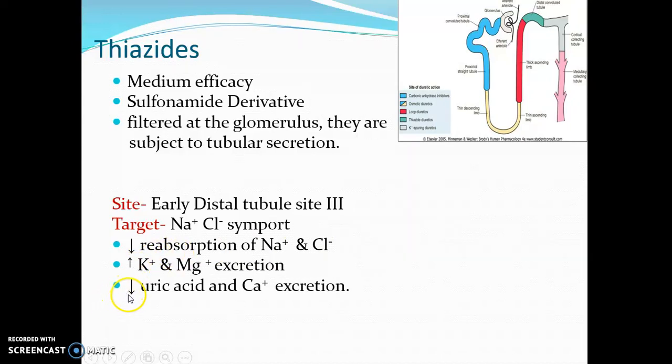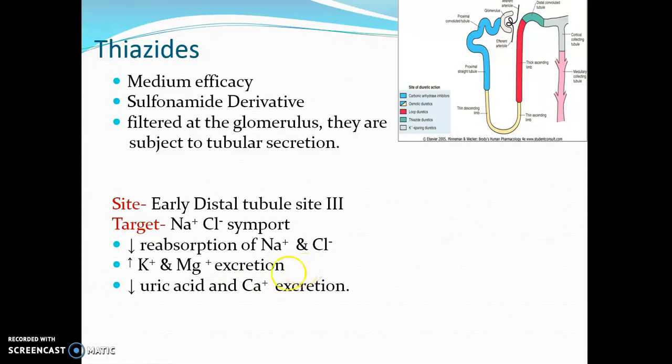Now, the effect on uric acid excretion is same as that of furosemide. There is decreased uric acid excretion, causing hyperuricemia, and it may precipitate gout. Now, again, the reason is similar to that of furosemide: because of the competition with the diuretic, there is more secretion of diuretic and not the uric acid, causing hyperuricemia, and also reabsorption of uric acid is increased.